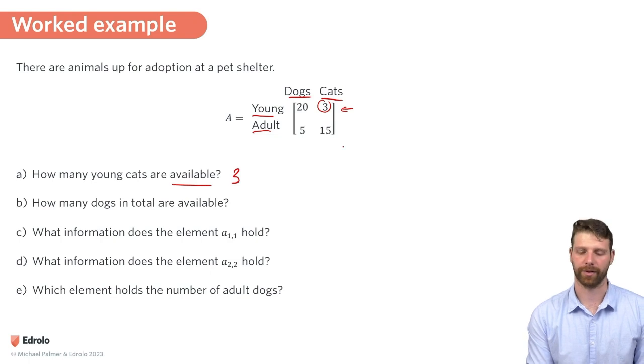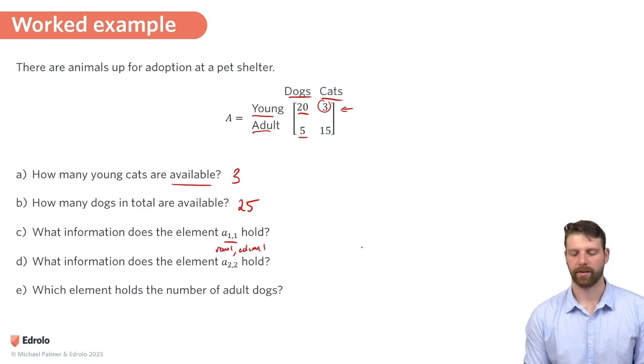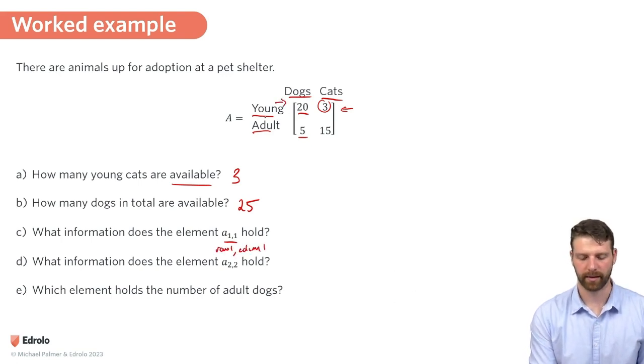And so I'm going to add those 2 values. So 20 plus 5 is going to be 25. Okay, part C says, what information does the element A11 hold? So that's row 1, column 1. Okay, so there looks like row 1 is the young animals and column 1 is the dogs. So this contains how many young dogs? We might say the number of young dogs.